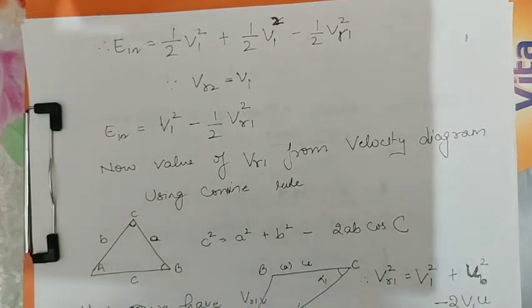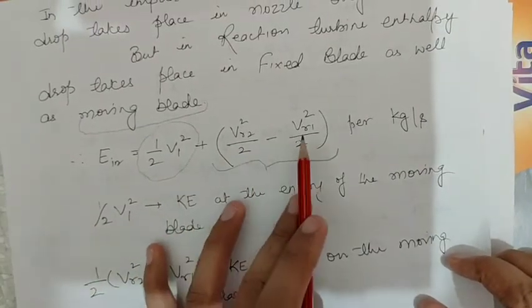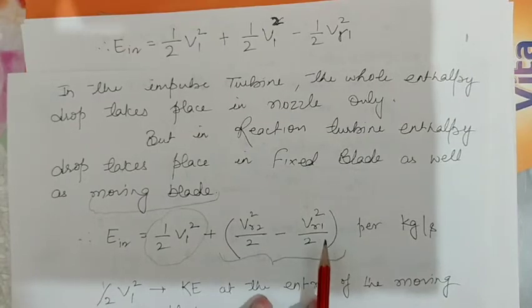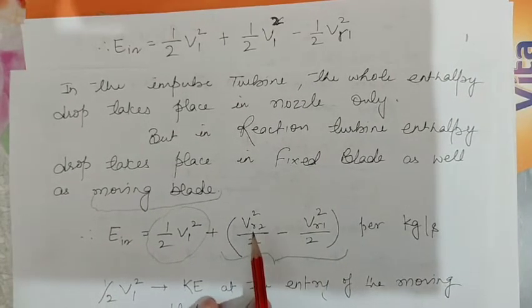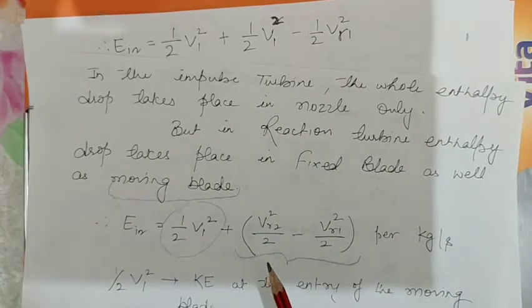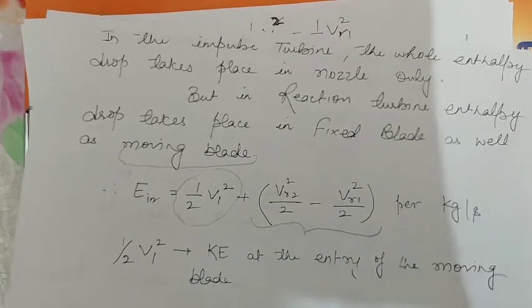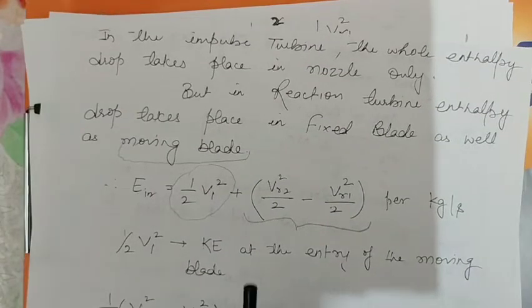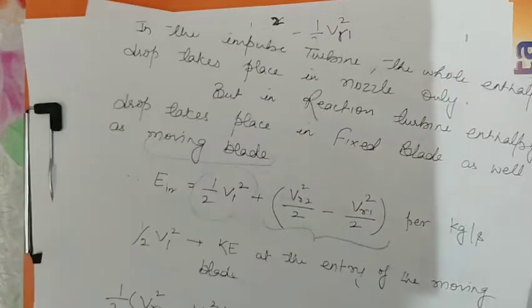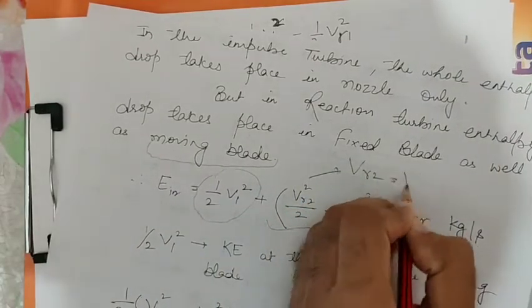Putting the value of VR2 as V1, because in the Parsons turbine we have discussed that VR1 is equal to V1. VR2 is equal to V1. So we have put that VR2 is equal to V1.